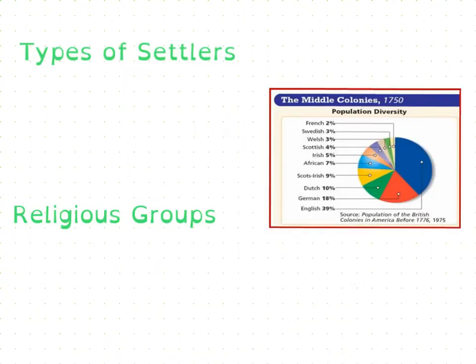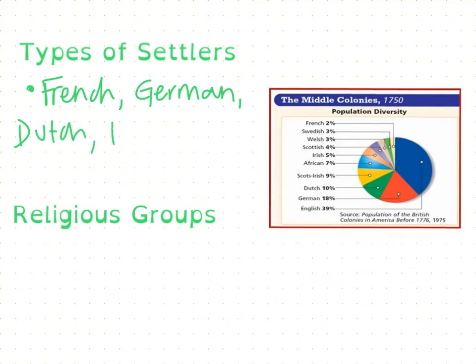All right, so now let's talk about what kinds of settlers came to the middle colonies. If you were paying attention to our vocabulary video, you probably caught on to some of these. The types of settlers that came were French, German, Dutch, and Portuguese. This made the middle colonies very diverse.